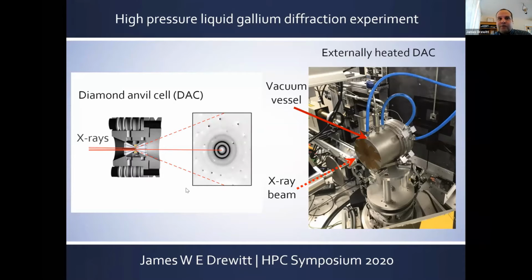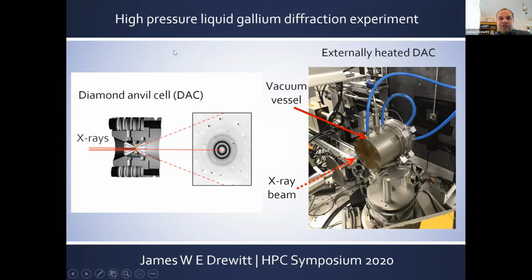The diamond anvil cell is heated within a vacuum vessel, shown here, installed at an X-ray diffraction beamline at Diamond Light Source, where a high flux synchrotron X-ray beam is incident through the cell and scatters from the sample to measure its diffraction pattern and hence liquid structure.